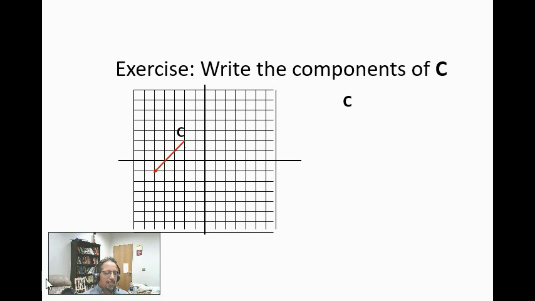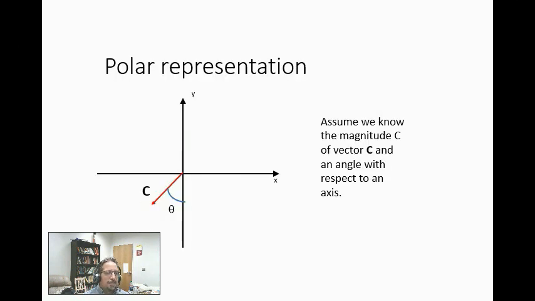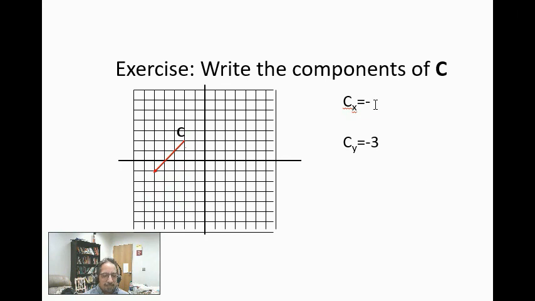So the answer should be, C sub x is, sorry, minus 1, 2, 3. I forgot how to count. It's 3. And also C sub y is minus 3. See, the only trick here is that this vector does not start at the origin, but that should not be a problem for you. And then we have 3 to the left, 3 down. So that's what this is, our components of the vector C.